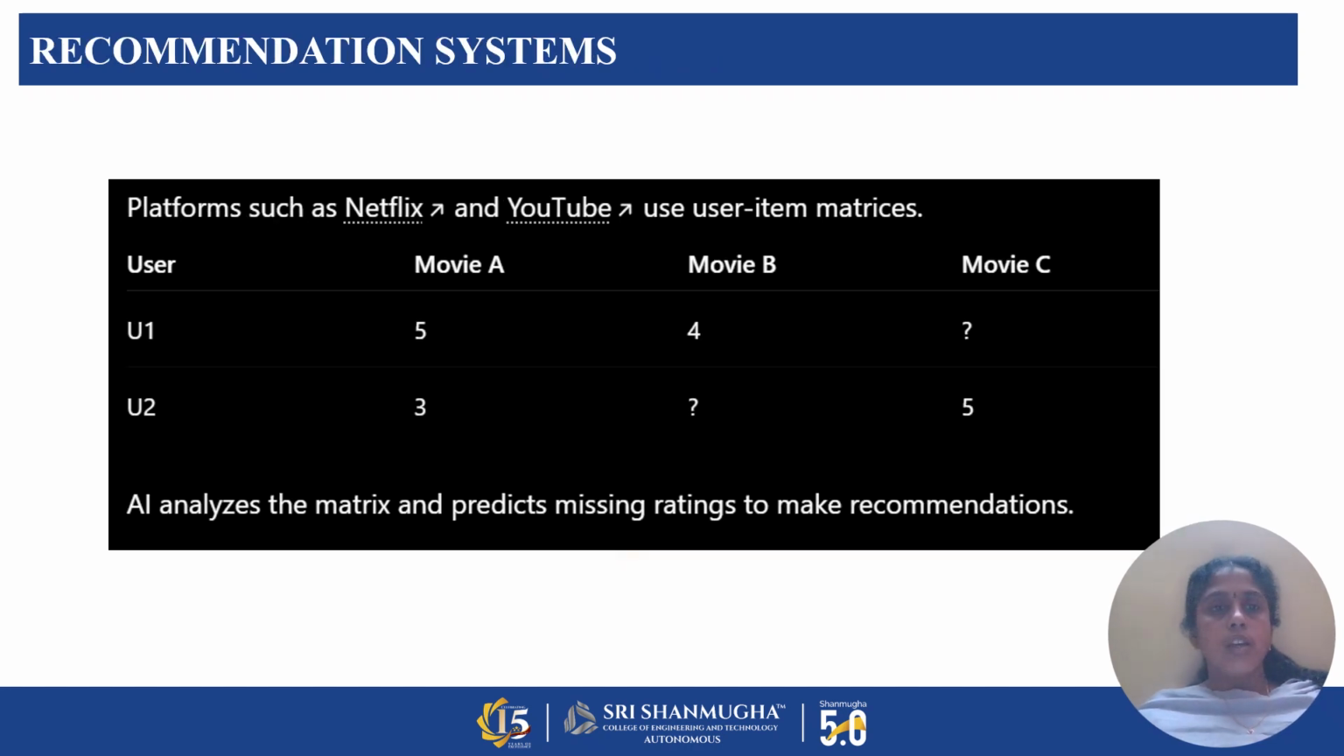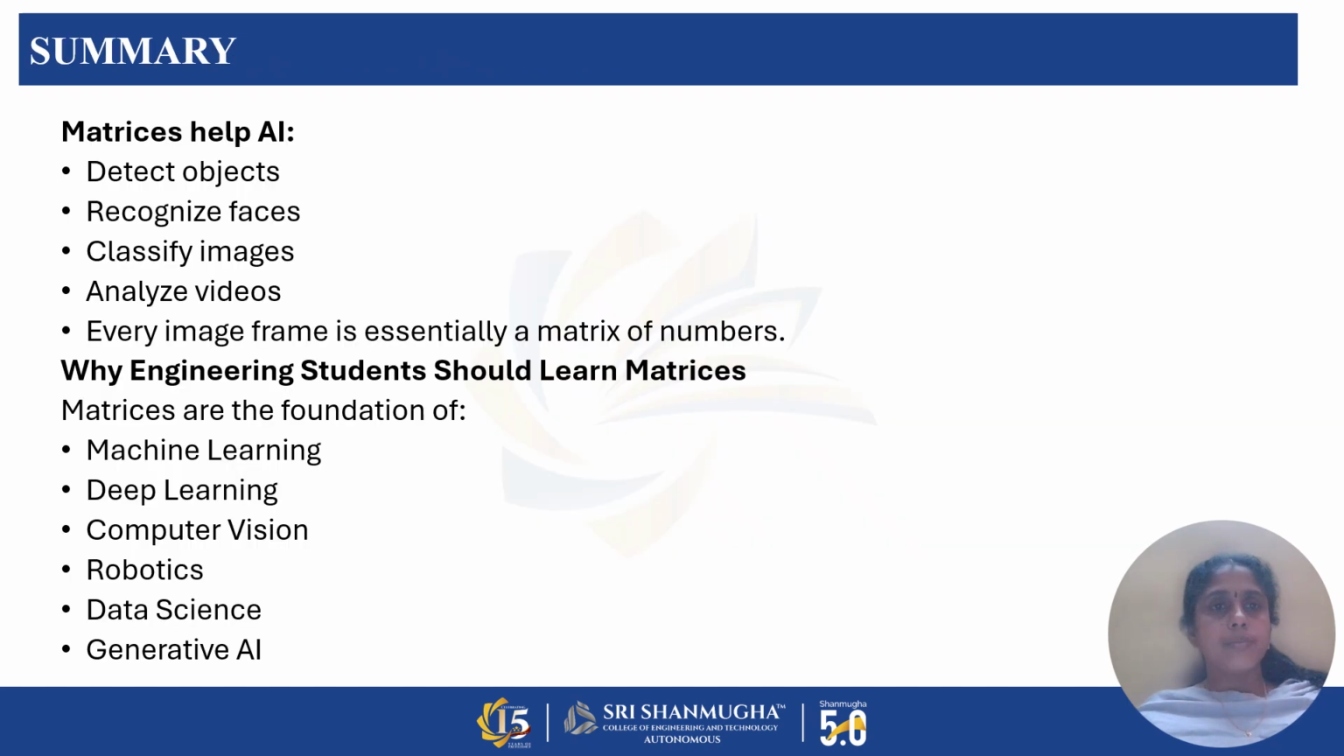Recommendation systems. Platforms such as Netflix and YouTube use user-item matrices. For example, for users U1, U2 and movies A, B, and C, AI analyzes the matrix and predicts missing ratings to make recommendations. So this is a major area where matrices are used in AI.